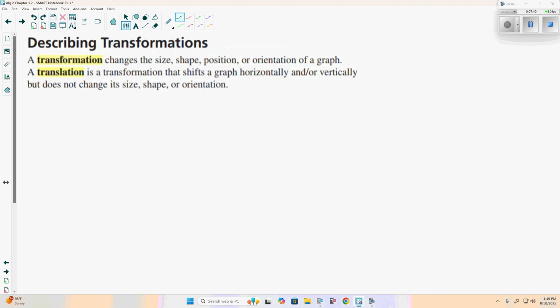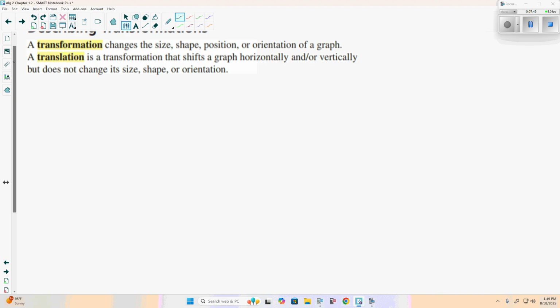Now, the first type of transformation that we have here, it's a little blurry. A transformation changes the size, position, shape, or orientation of a graph. Specifically, we're going to look at translations first. A translation shifts a graph horizontally and/or vertically, but does not change its size, shape, or orientation. All that's saying is we're going to move it up, down, left, or right. That's all we're doing, just moving it up, down, left, or right.